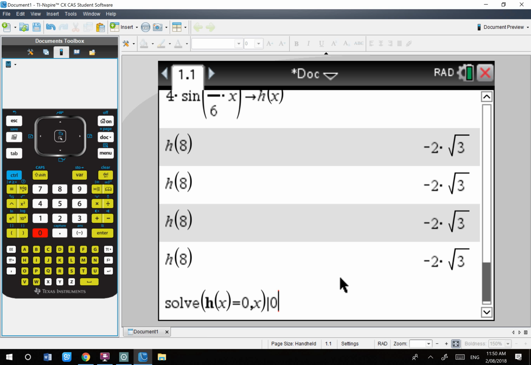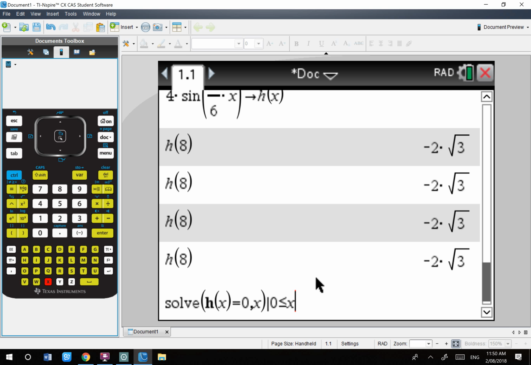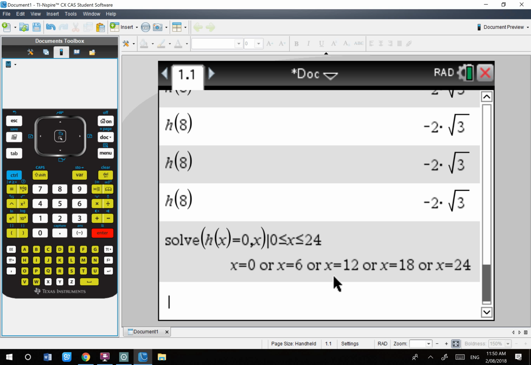So 0 and control equal. Give this less than equals to, and then x. Control equal again, less than equals to 24. Okay, the domain must be restricted outside the bracket. Use the bar and then the inequality to restrict your domain. And press enter. You can see 0 to 6, 12, 18, 24. So that's the 5 x-intercepts we have on this graph.